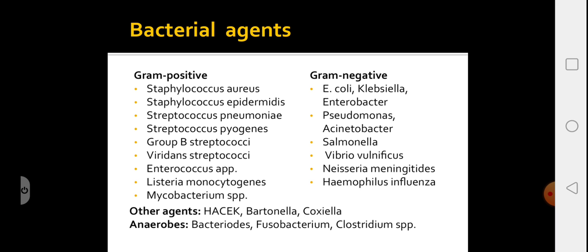Gram-negative bacteria include E. coli, Klebsiella, Enterobacter, Pseudomonas, Salmonella, Neisseria meningitidis, and Haemophilus influenzae. Other agents include the HACEK group. The HACEK group includes Haemophilus species, Aggregatibacter, Cardiobacterium, Eikenella, and Kingella. Other bacteria are Bartonella, Coxiella, and anaerobes like Bacteroides, Fusobacterium, Clostridium, etc.